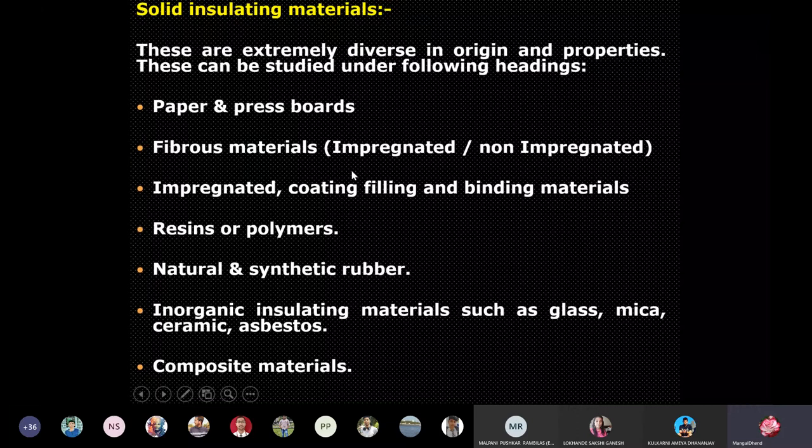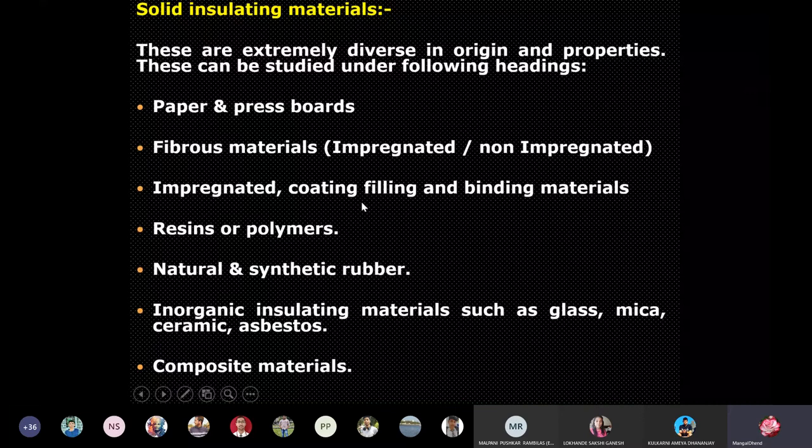I just told you the difference between impregnated and non-impregnated. Impregnated means treated with the insulating oil. Non-impregnated means without any treatment. So fibrous material: impregnated, non-impregnated. Then impregnated coating, filling and binding materials. Binding materials are also different. Coating and fillings are also different, you can see the paint.